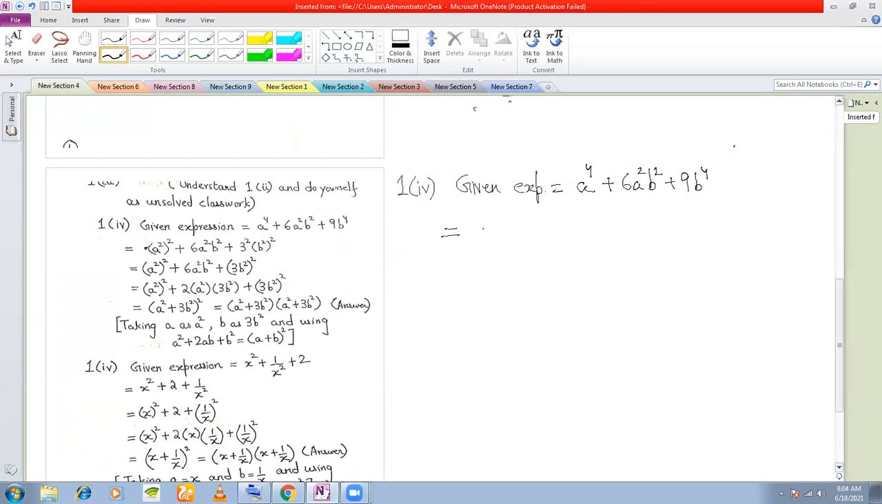So here if you see, a to the power of 4 is a perfect square because it can be written as a square whole square, right? Next you see this term 9b to the power of 4. This can be written as 3b square whole square, right? And in between we'll write our 6a square b square as it is because we want to check whether this is our 2ab term or not. So this is a square whole square plus, and you have a plus here. This can be written as 3b square whole square, right?